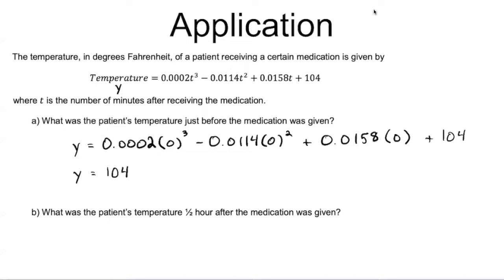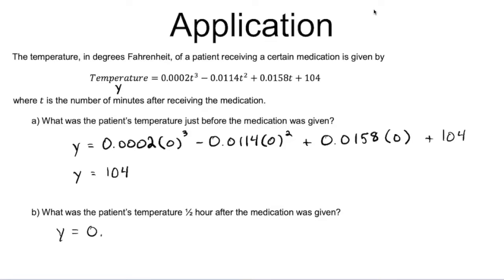That's high. The next part is saying, what was the patient's temperature a half hour after the medication was given? So an hour hasn't even gone by yet. It's only 30 minutes, and we're going to see what effect the medication has had. Now, since T is already in minutes, we will put 30, because half an hour is 30 minutes. So we've got to make note of that.